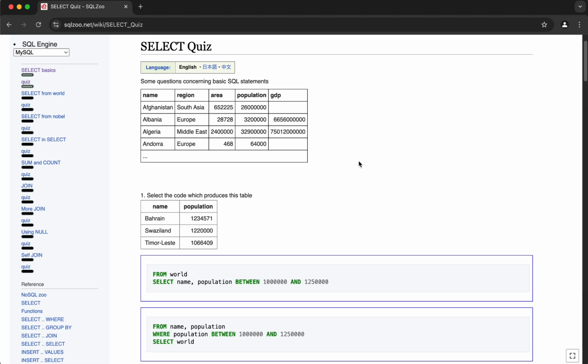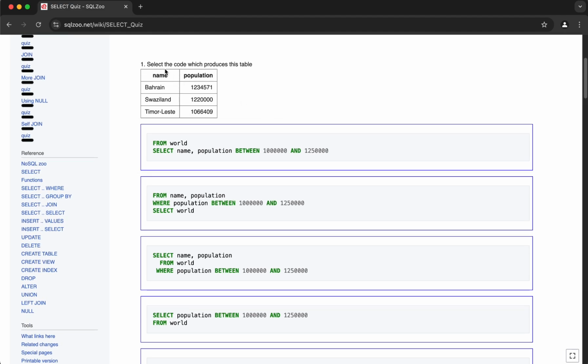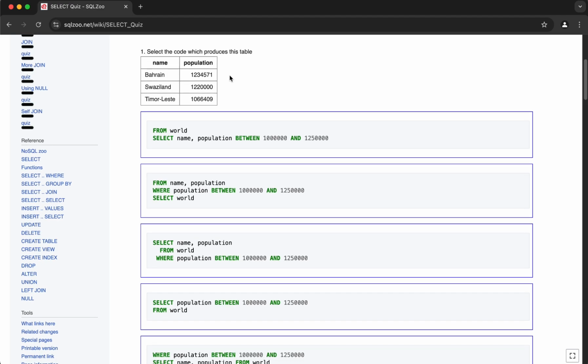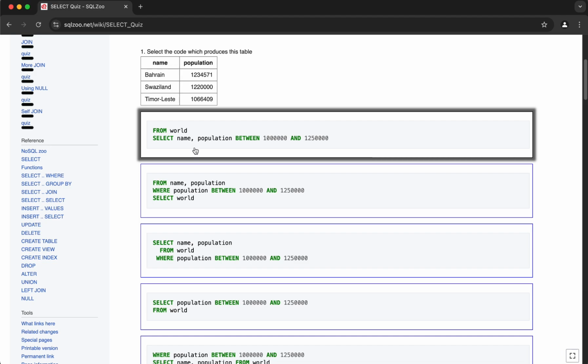Okay, to answer these questions we can see that this is the table that we're going to be using. Come down to number 1, it says select the code that produces this table. Just by looking at this, we can see that our select statement is going to contain the name column and the population column. And we can see that the values for population are most likely going to be used in our where clause as a filter.